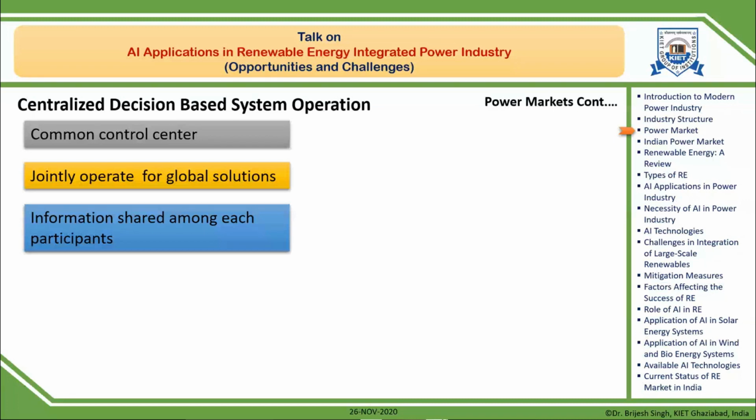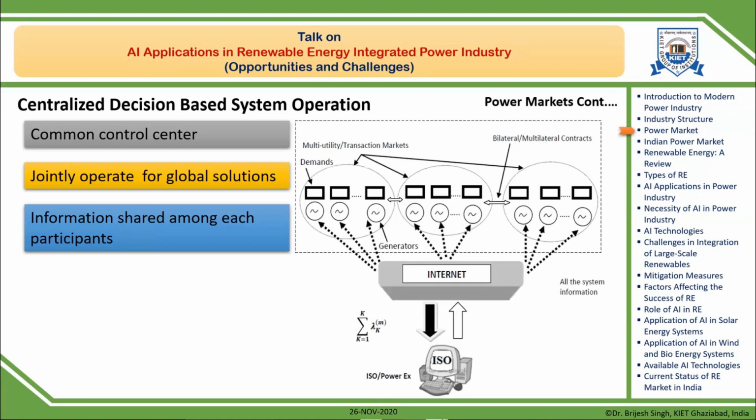Now, information sharing among each participant is mandatory in a centralized decision based market structure. All the participants should share information with each other, whether it is technical information or financial or business related information. So in a centralized decision based market, the stakeholders or participants don't have an opportunity to hide any information. Otherwise, you will get some malfunctioning or wrong results in the market operation.